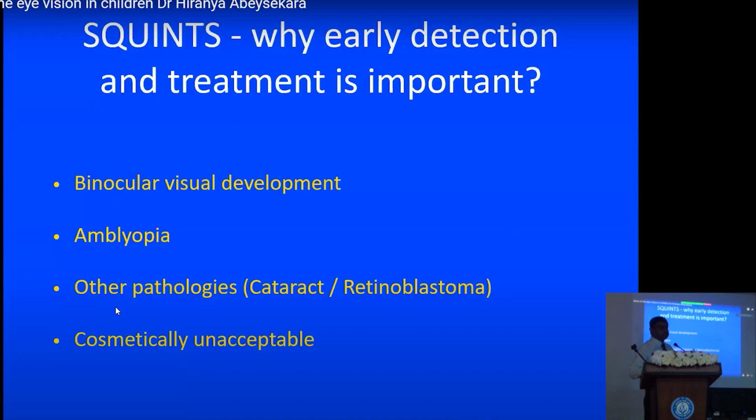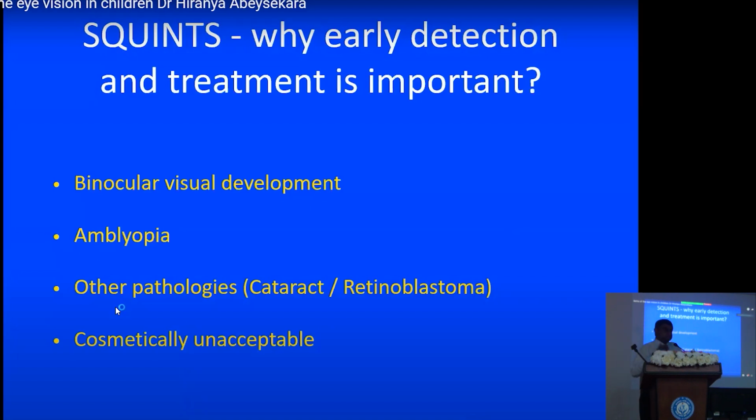The sort of history we discussed earlier, you can ask. And the minimum examination you can do is the pen torch examination we described earlier. Shine the pen torch and see whether the eyes are aligned. If the eyes are aligned, it's kind of reassuring that there's nothing serious. But if the eyes are not aligned, the child needs a proper ophthalmology referral anyway.